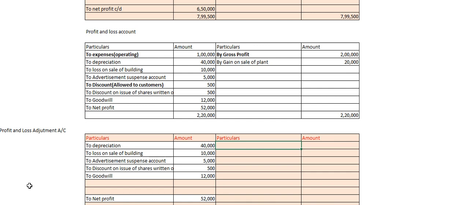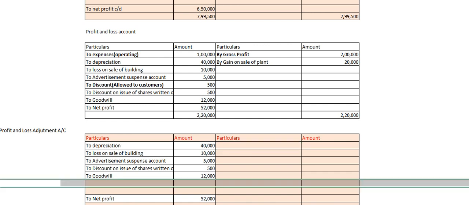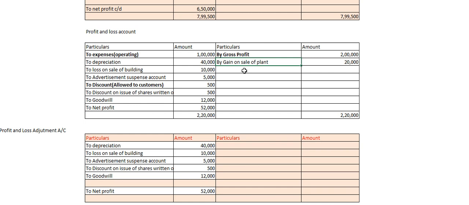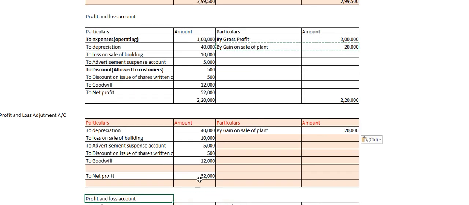Then moving on to your credit side, you have the by gain on sale of plant. It is a non-operating income, so you credit it in order to calculate our funds from operation. Now by looking at the amounts, all the items have been taken respectively. So the total is 1,19,500.